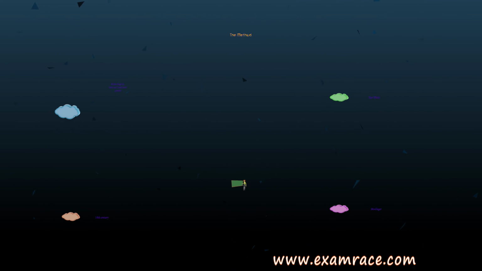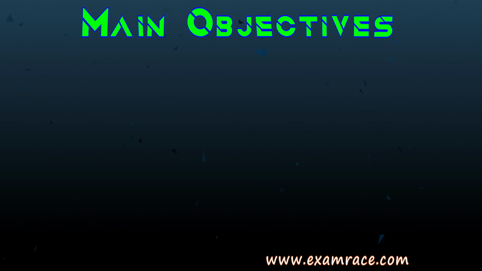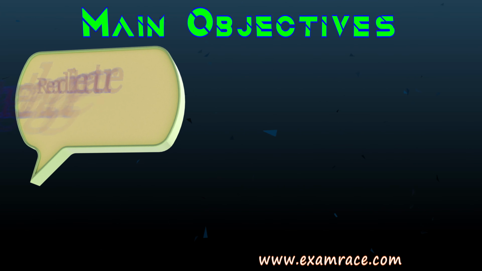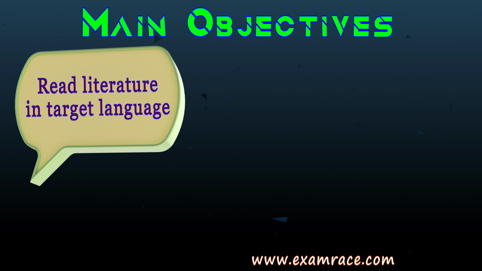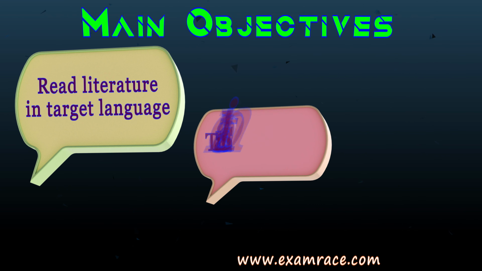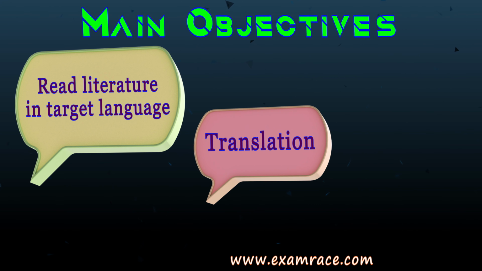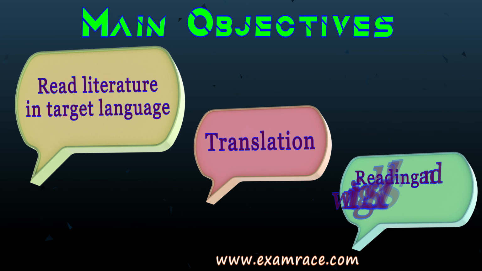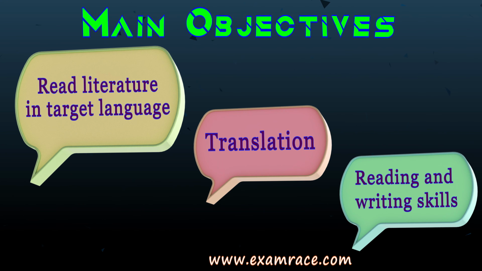Now we shall look into the objectives of grammar translation method. The first objective is to read literature written in the target language. The next objective, to translate one language to another. And the third objective is to develop the reading and writing skills. There were also many, but they were considered as the main objectives.